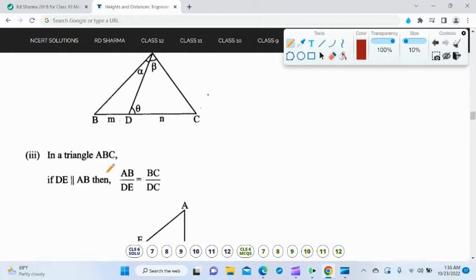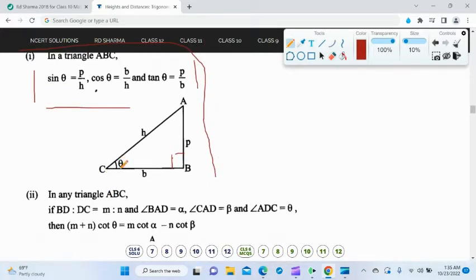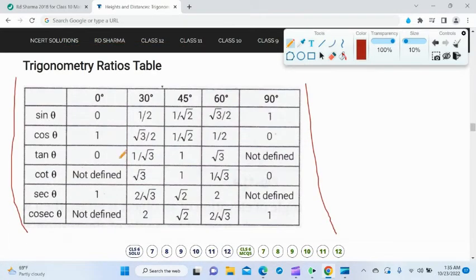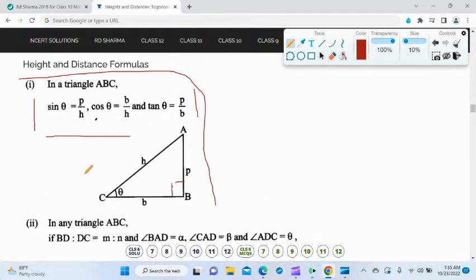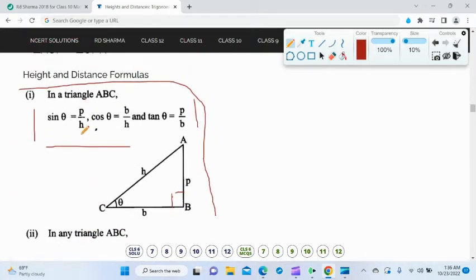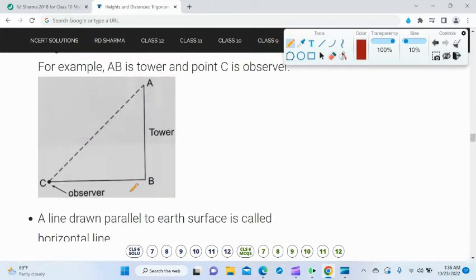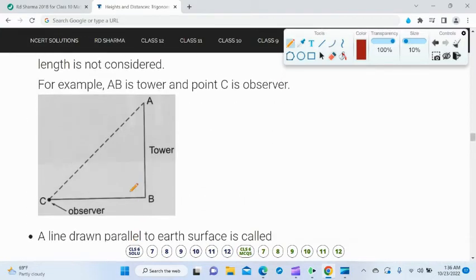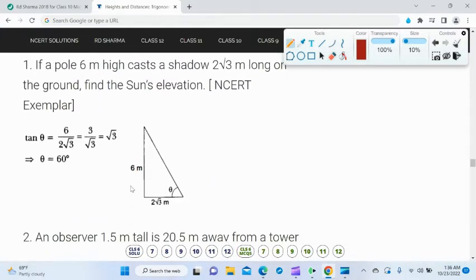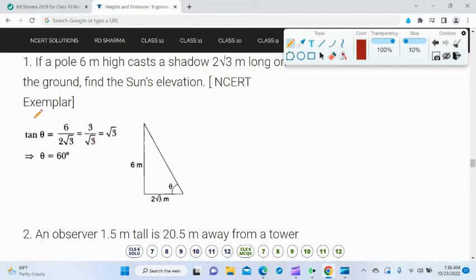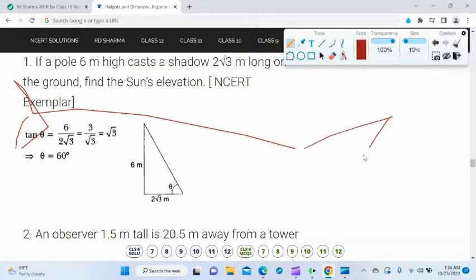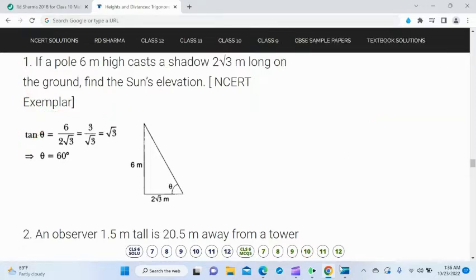Why do we have to remember them? Because at any point of time, if theta is given, it could be 30 degree, 60 degree, or 45 degree. Based on that angle, we will be able to calculate the value of sine theta and cos theta, and we will be able to calculate p or h or b, or whatever value we have to calculate. So these are the basic concepts of height and distance. We have to just remember them. We will do some problems for this also, to understand better.